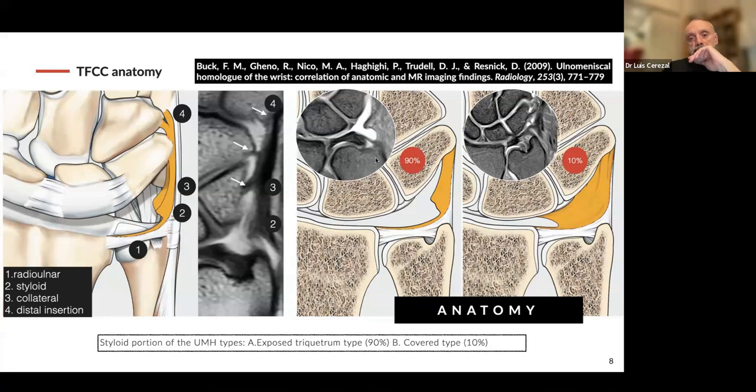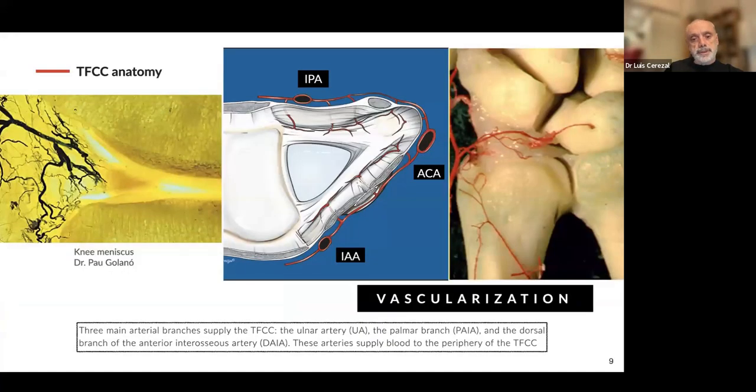Also, we could have variation of the insertion of the styloid portion of the ulnomeniscal homologue. We could have an open insertion with only a small insertion in the dorsal aspect of the triquetrum, and we could have a covered ulnomeniscal homologue inserted not only in the dorsal aspect of the triquetrum, but also in the proximal aspect of the triquetrum, and even in the lunotriquetral ligament. This is a really uncommon variant, but commonly associated with pathology.